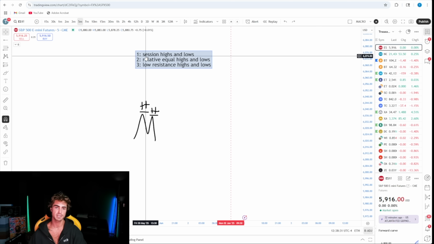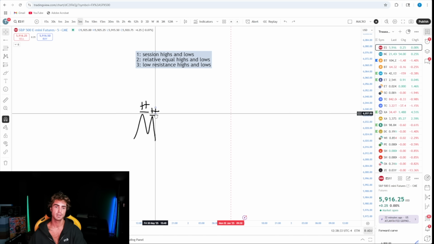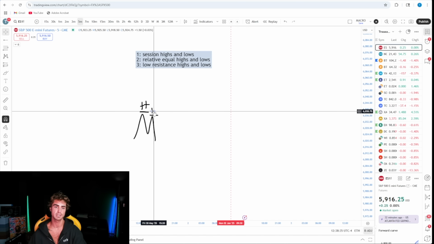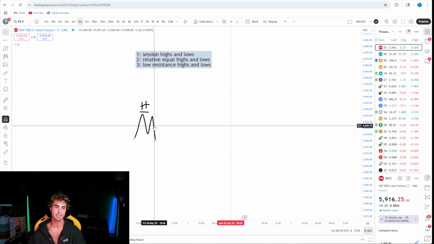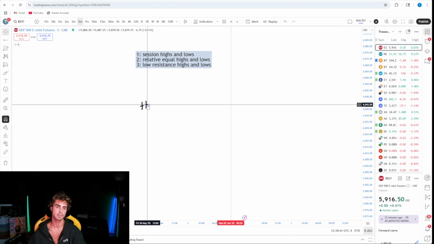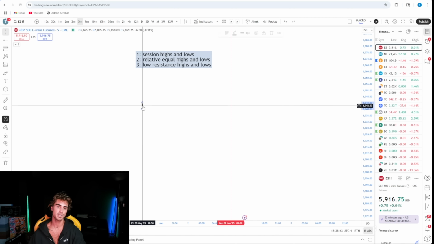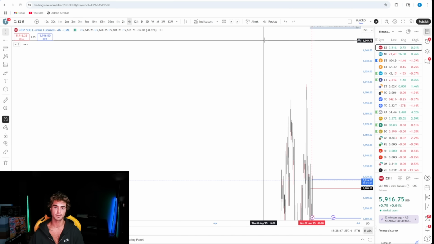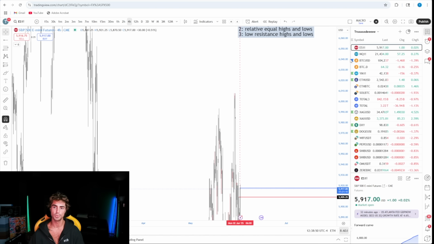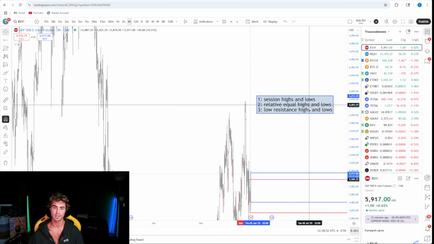So we showed you guys an example of session highs and lows. Now we'll go on the chart and show you guys an example of relative equal highs and lows and low resistance highs and lows, because they're pretty much the same thing. There was a really good example of this on the 4-hour 2 weeks ago, so I'll show you guys that example, and I think I already mentioned it.